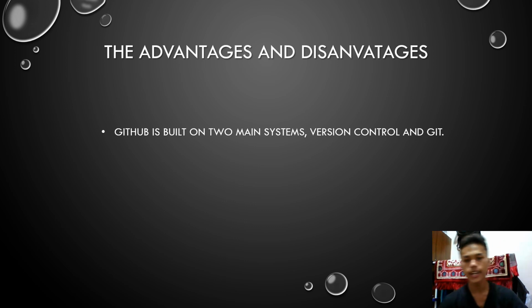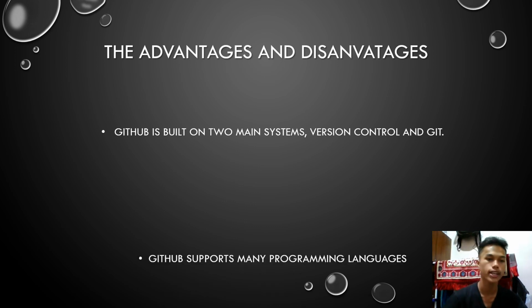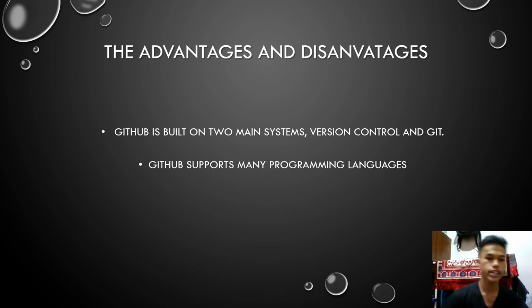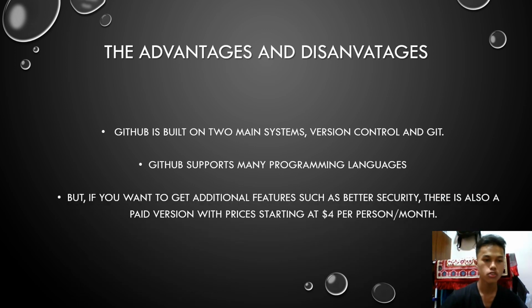Actually, Git can only be used via command line, so it is less friendly for beginners. However, with GitHub, you can use Git through an easy to understand user interface. 2. GitHub supports many programming languages. Example, C++, Java, and many more.